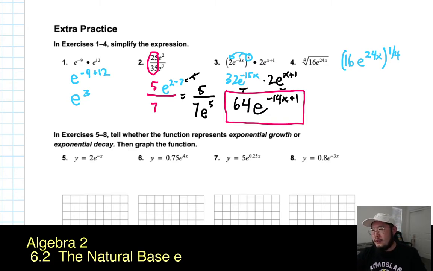So I now have 2 to the 4th, but when I raise that to the 1/4 power right here, that ends up becoming 1. So I'm left with 2 to the first, or just 2. And then with e raised to 24x, and I multiply that by 1/4, then I'll be left with e to the 6x power.